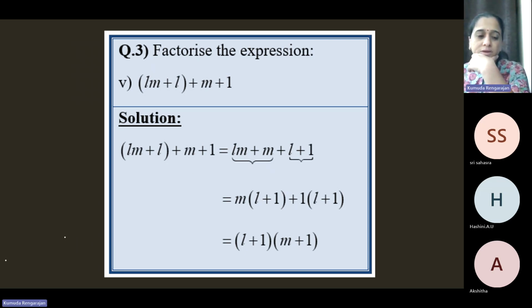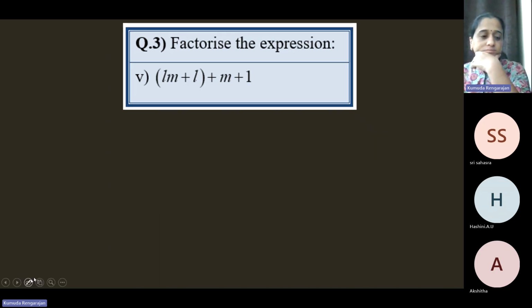You don't have to open the bracket. You can do it directly. You don't have to show the step. Show it here also.